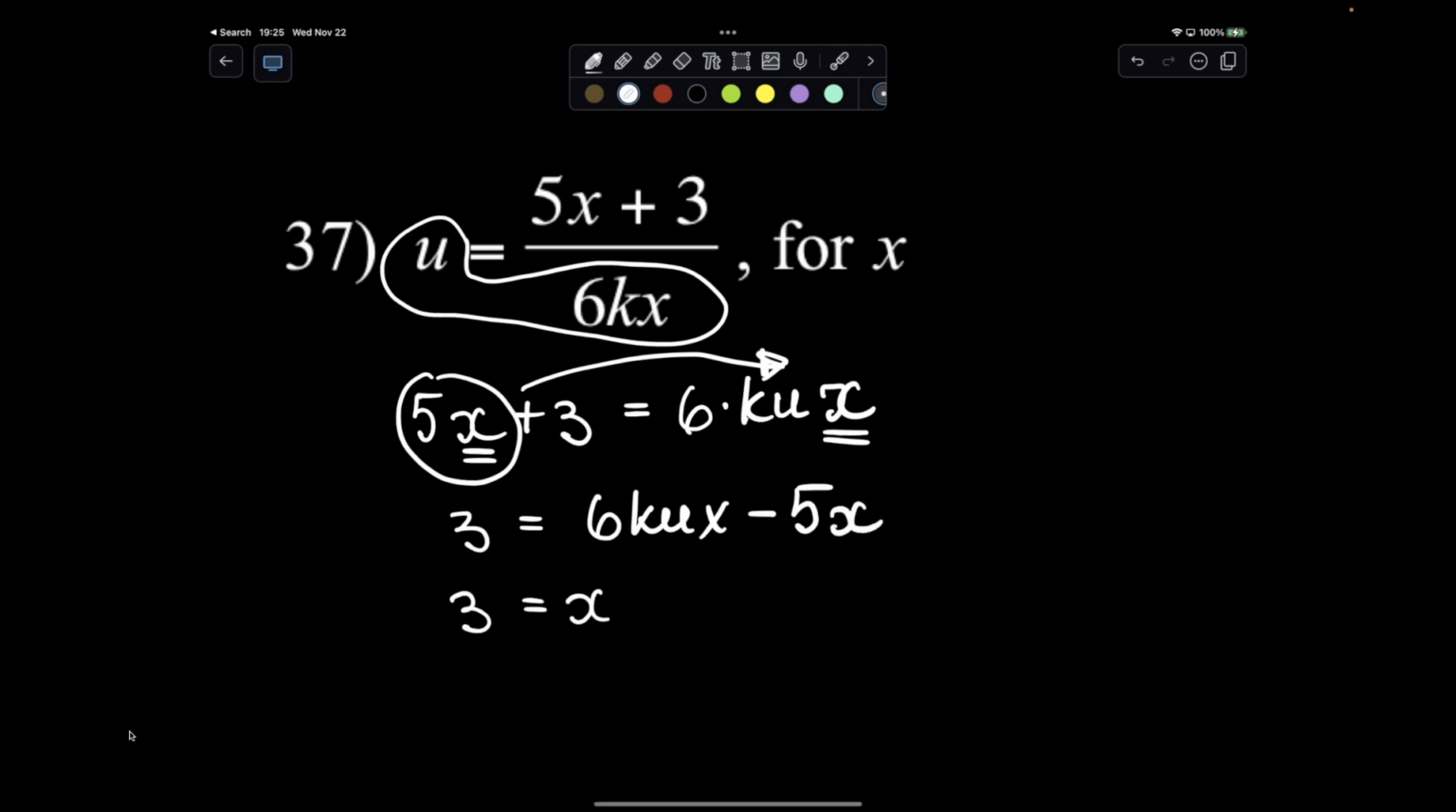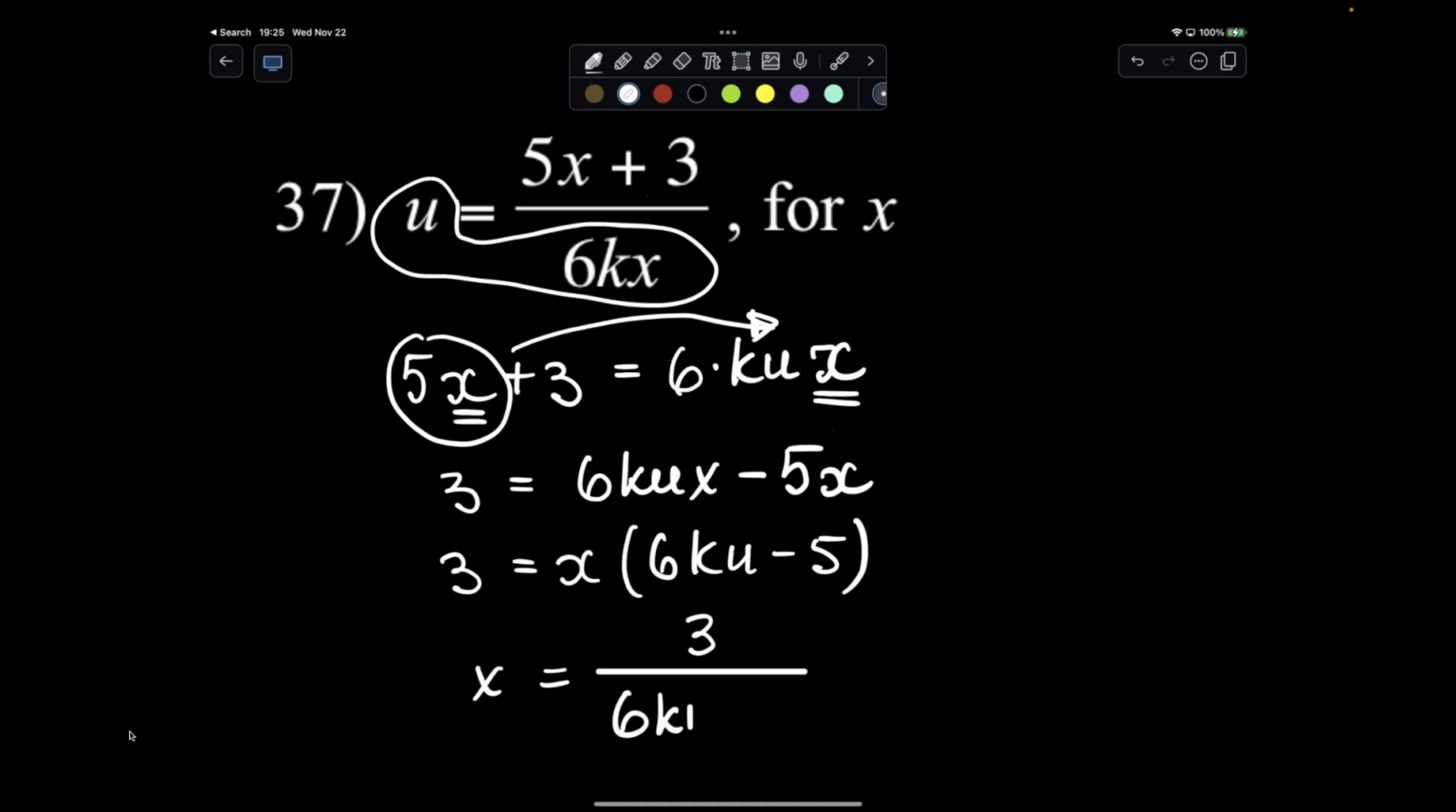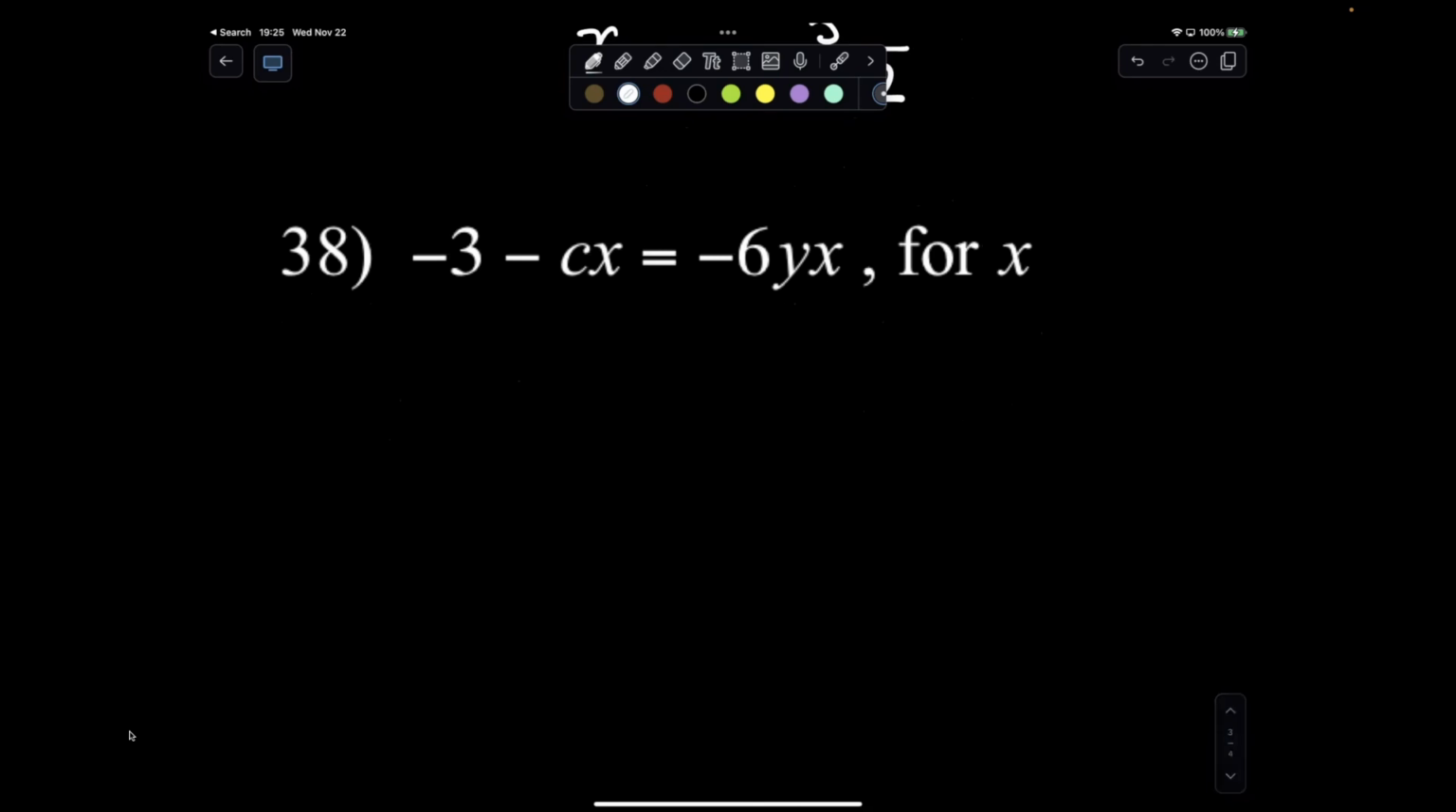3 equals x, 6ku minus 5. Therefore, x is a ratio. 3 over 6ku minus 5.